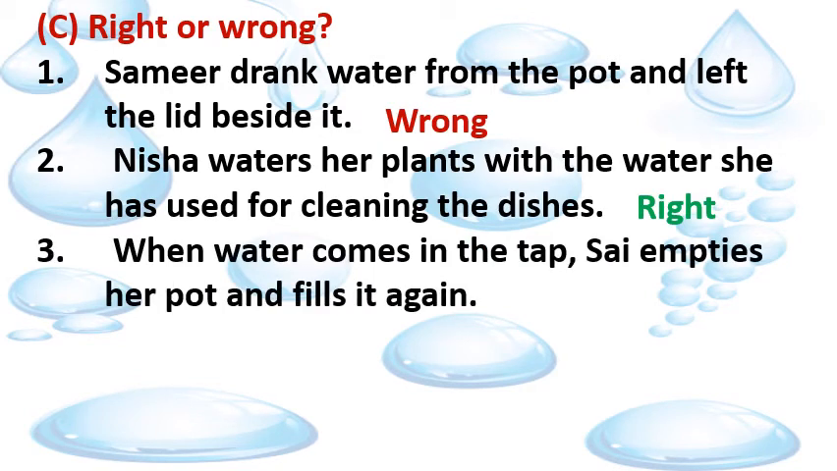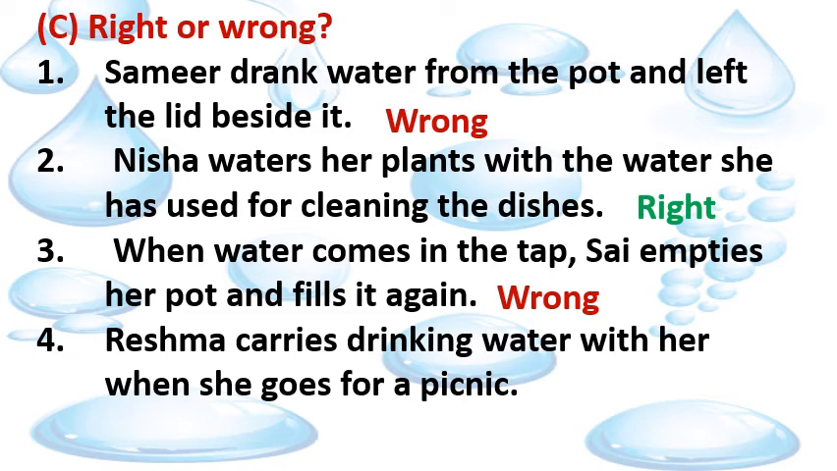Third one, when water comes in the tap, Sai empties her pot and fills it again. Yes. What about this action? Is this a right one or wrong one? Yes, this is wrong, because water never becomes stale. You know that. So it is not necessary to empty the pot and fill it again.